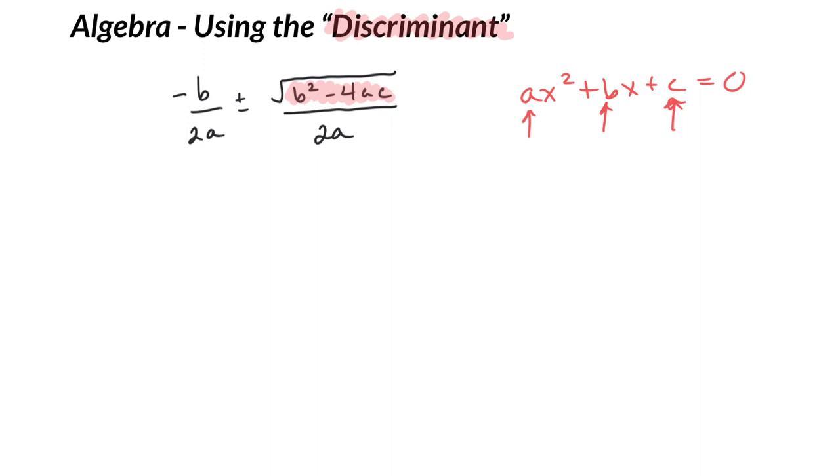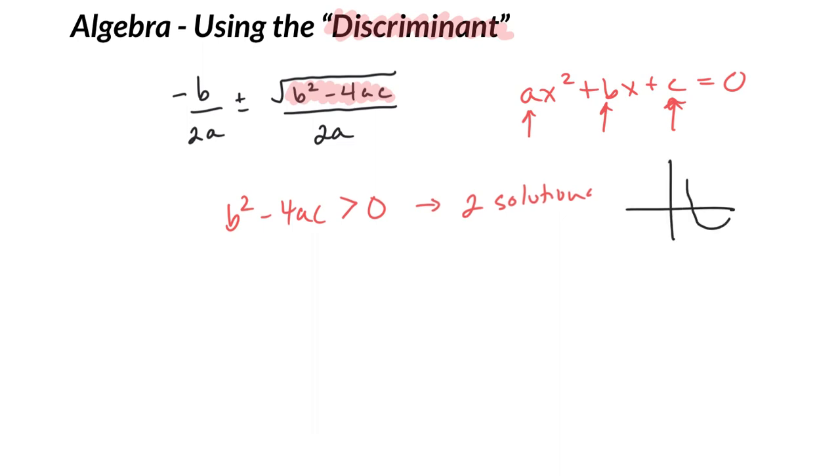So if b squared minus 4ac is above 0, a positive number under that square root, that means there are two solutions and my parabola must look something like this. I guess it could also be flipped upside down, but it's got two answers, like that, two answers.